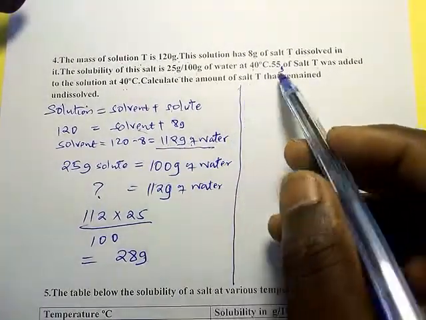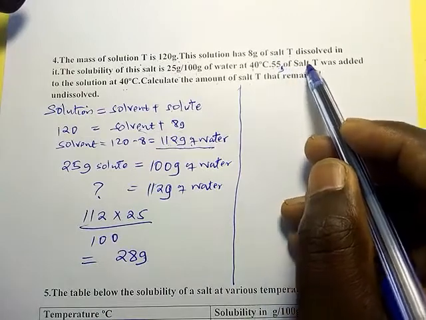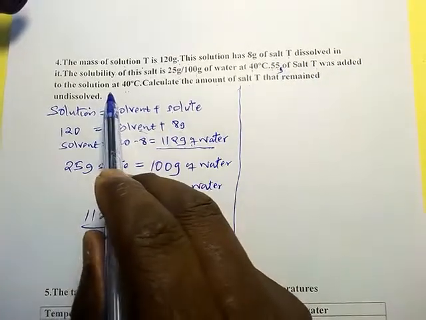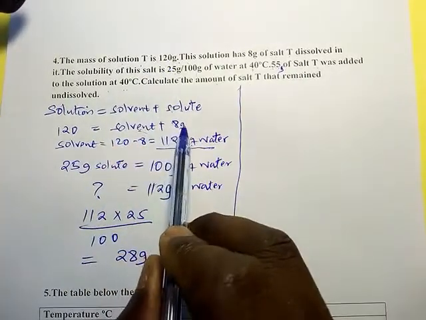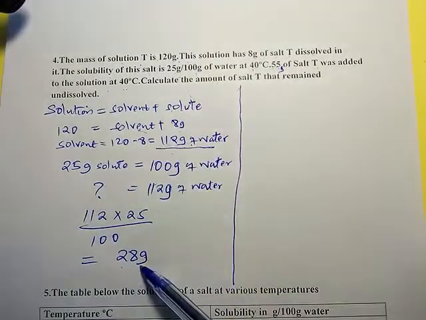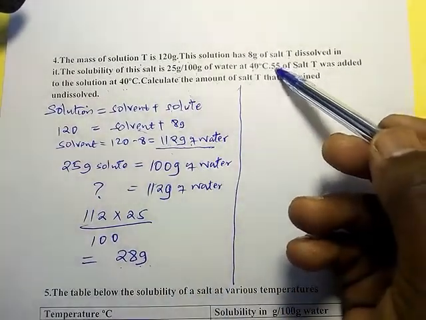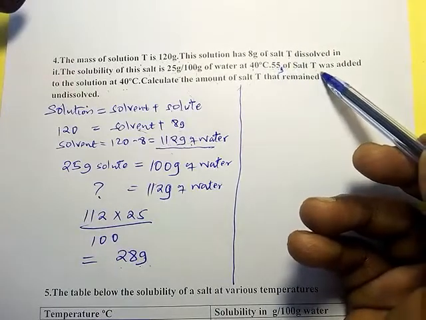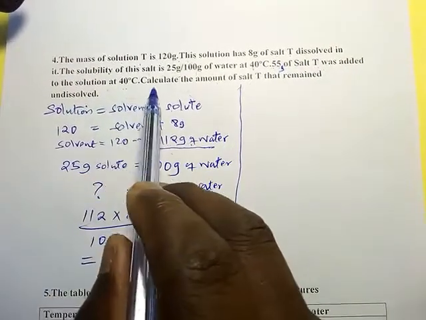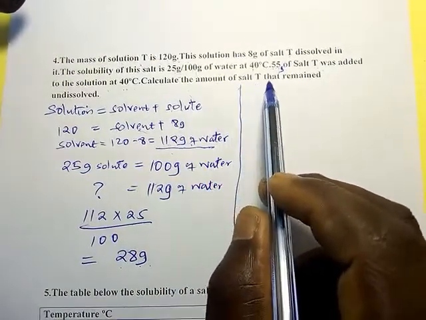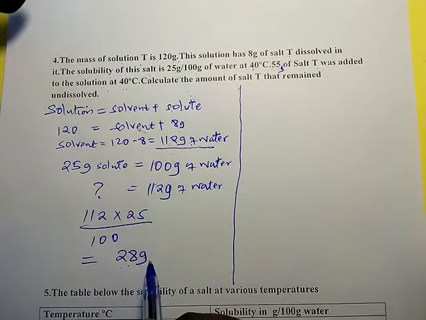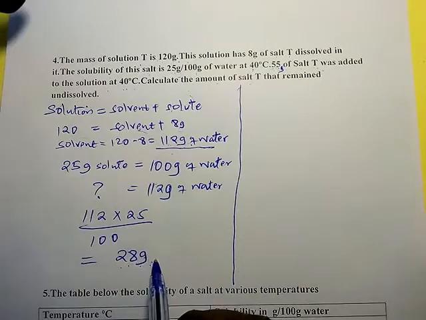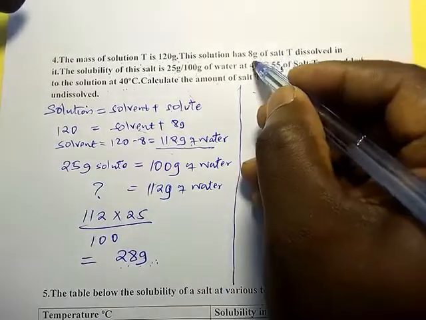The question continues and says that 55 grams of salt T was added to the solution. Remember, our solution contains, this 120 grams contains only 8 grams, and the total required is 28 grams. But this person now is adding 55 grams of salt T to the solution at 40 degrees. Calculate the amount of salt T that remained undissolved. This is our total mass of the solute that is required to have a saturated solution. But already we have 8 grams in the solution.